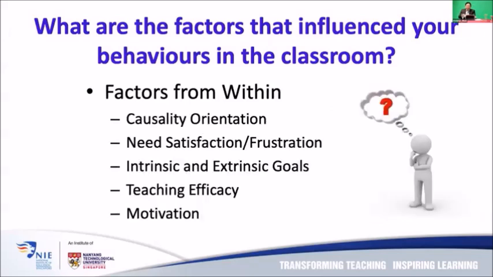Then another level is within you. Factors within you that will affect your behavior in the classroom. The first one is more in terms of your personality. We call it causality orientation. So there are 2 types of causality orientation. One is autonomous orientation. If you are a more autonomous oriented person, no matter what kind of situation you are in, you feel that you still can make decisions as to what you want to do. Even if I put you in a jail, you still feel that you are autonomous.